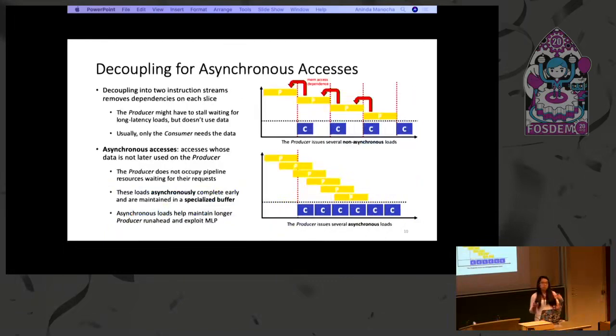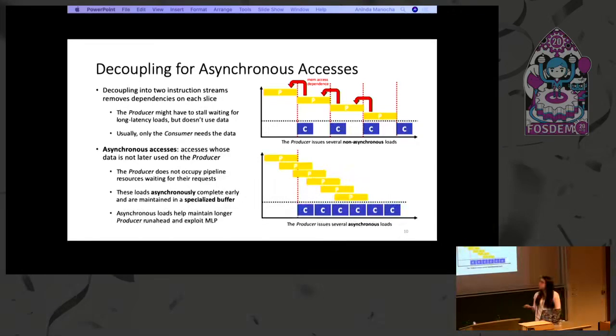Because decoupling creates 2 different instruction streams that are independent, the original dependencies in the program are now changed and remapped so that dependencies are only respective to the individual slices. So there might be a dependency on the producer's memory access, but now this could be mapped onto the consumer. And so when this does happen, we take advantage of this with asynchronous accesses.